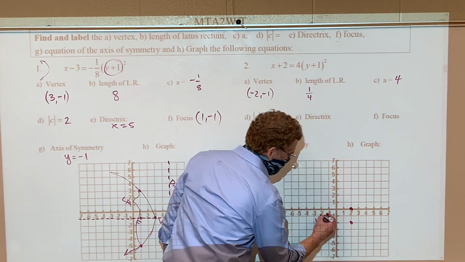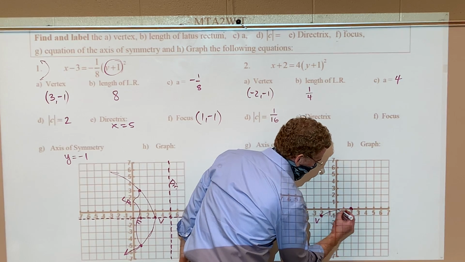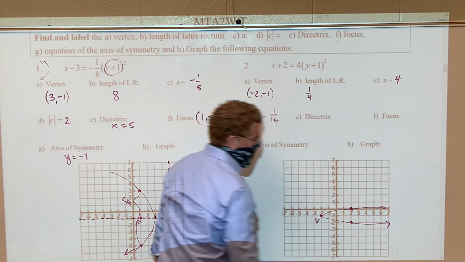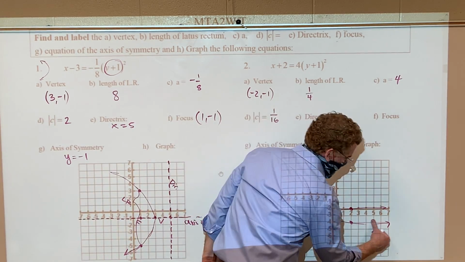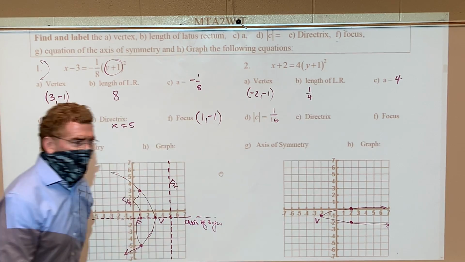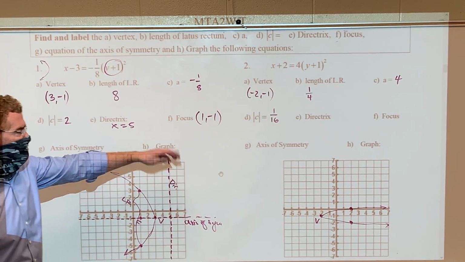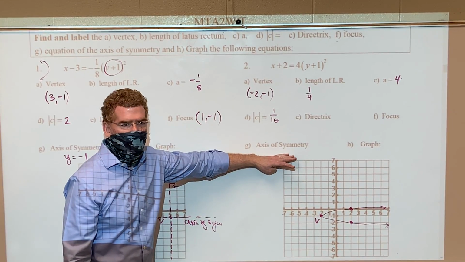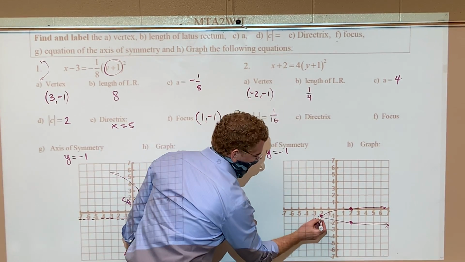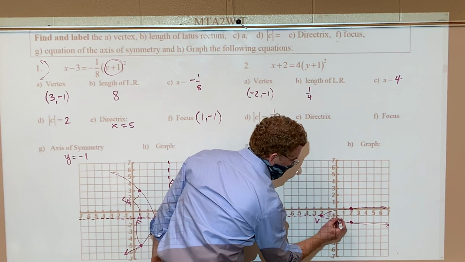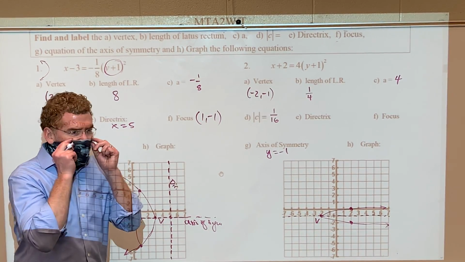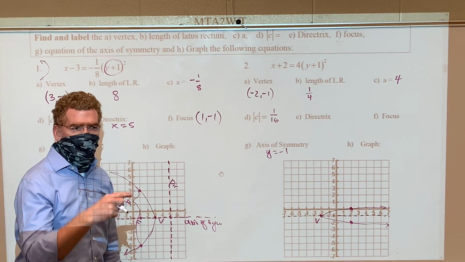And I got a sketch, but I really did not even mark the focus or the whatever. Whatever. But they asked me for axis of symmetry. Now the axis of symmetry I can find. What is that? Y equals negative 1. And if I had to put that in there, I could. Right? And I've graphed it, but I still haven't found the directrix. So tell me where the directrix would have been.